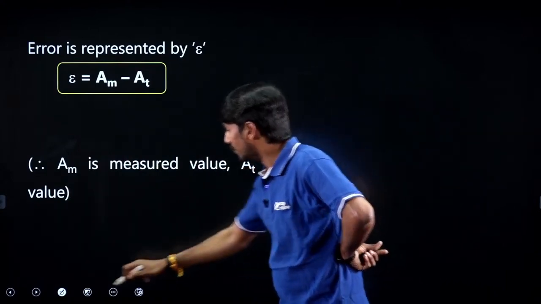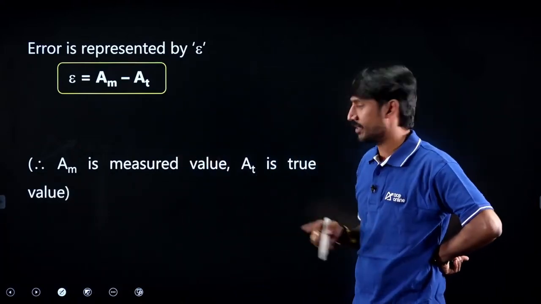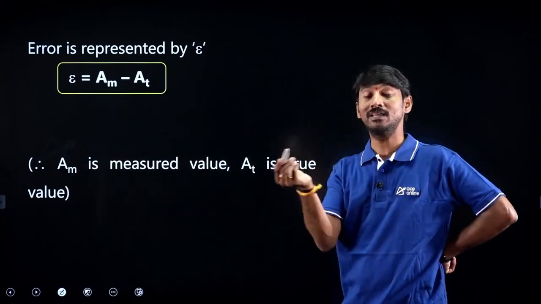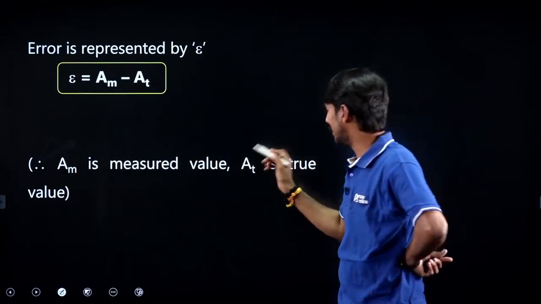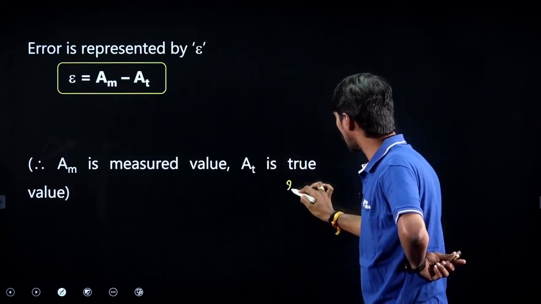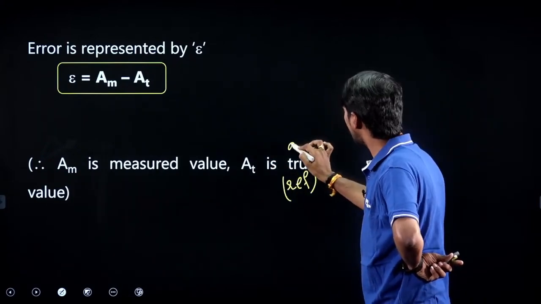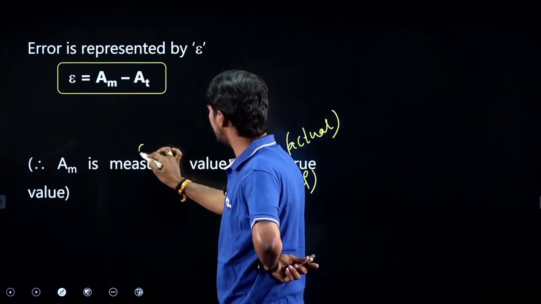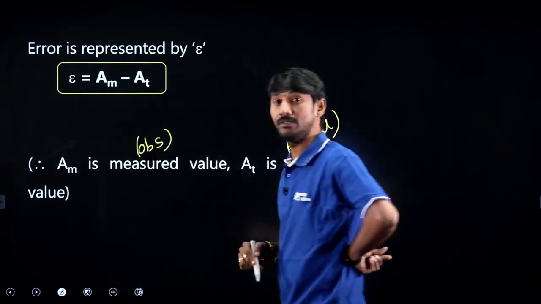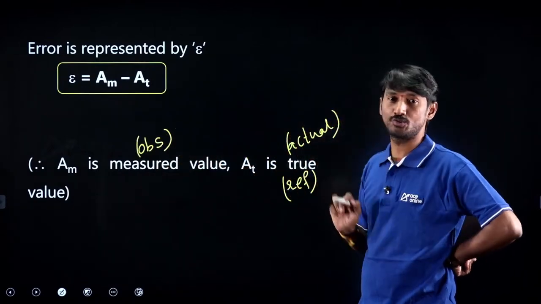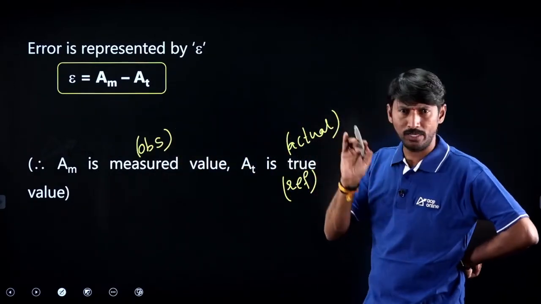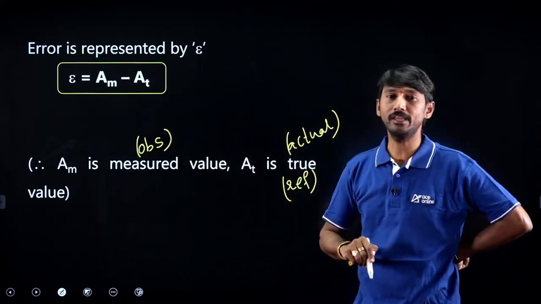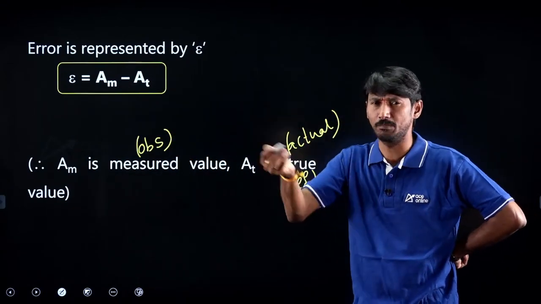But, sir, in this, which should be the reference value? Sir, the true value must be the reference. The measured value depends on the corresponding measuring conditions, measuring device, etc. That's why this true value is also called reference value or actual value. Measured value is also called observed value. In the examination, any terminology may be used. So actual value and true value are the same; observed value and measured value are the same. So the error formula is AM minus AT, the basic formula. I'm just brushing up the basic points.